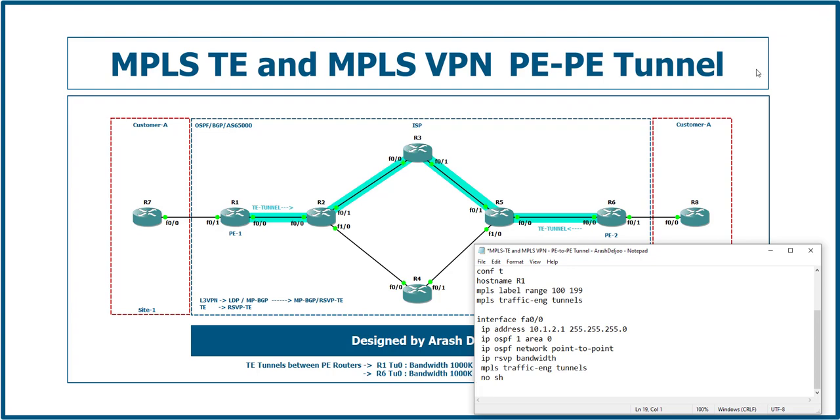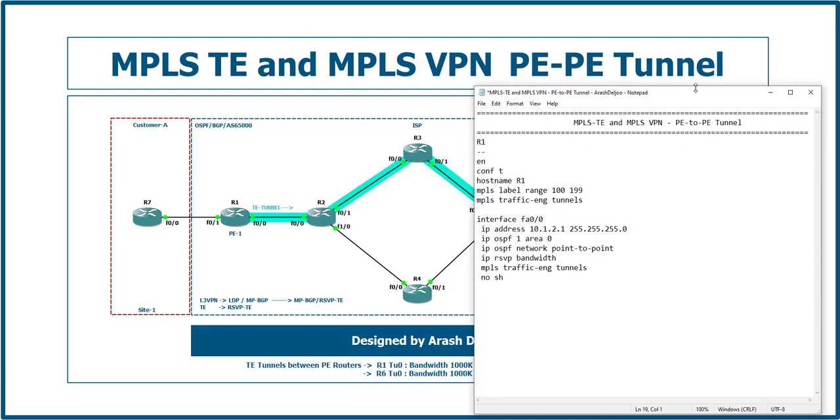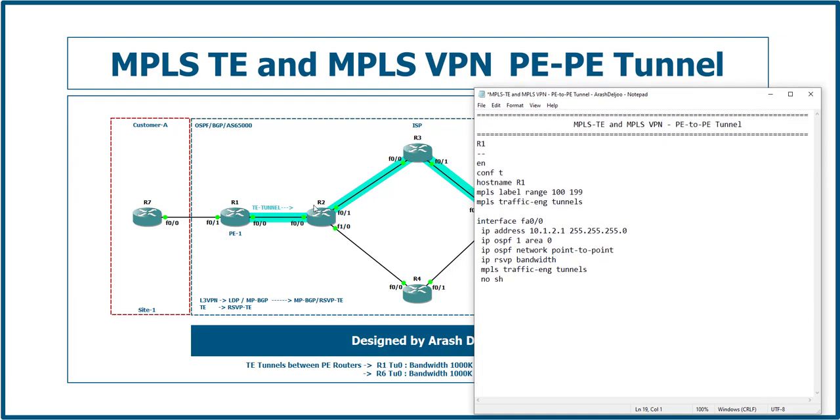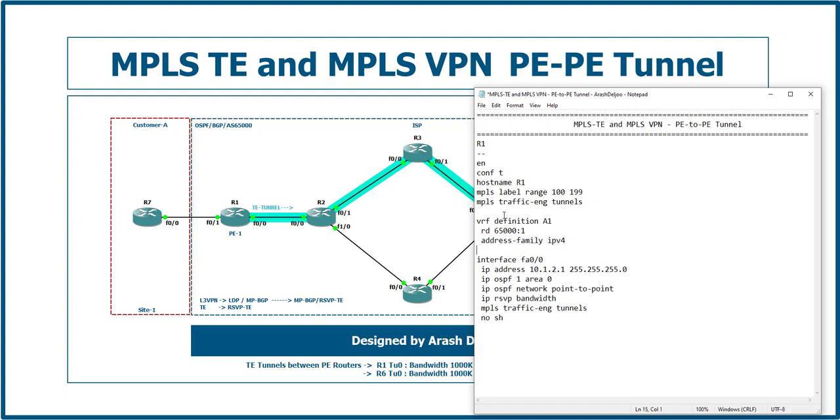And also, you know that in layer 3 VPN, we need to define the VRF. So here we have one VRF. Let me configure this VRF definition. The name of this VRF is A1, because this is site 1 of customer A. First, we need to configure the RD. I'm going to use the RD of 65000:1. After that, address family, okay, IPv4.